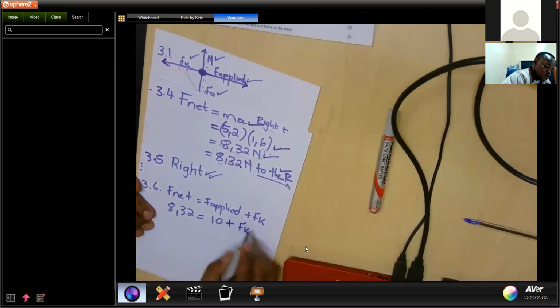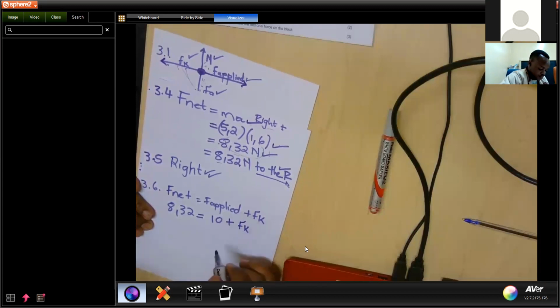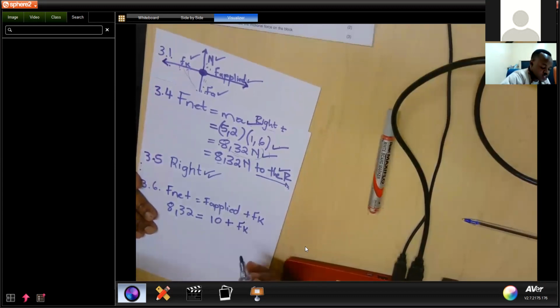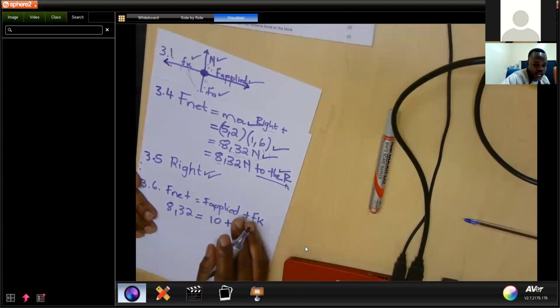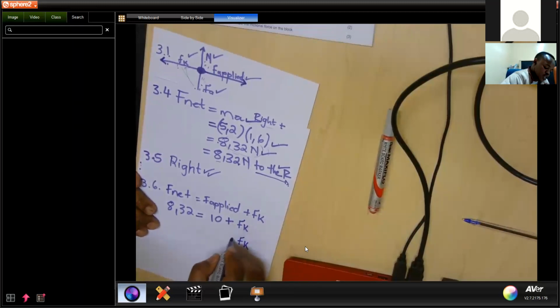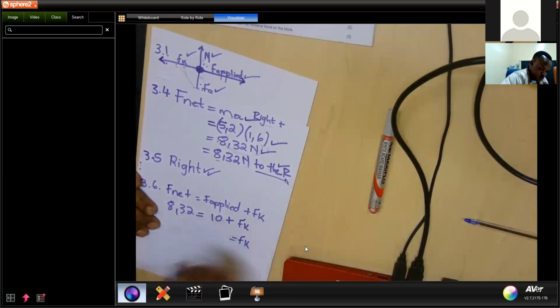Now, remember, I'm solving for this value, and if I'm solving for this value, there is no way that I can give it direction. The direction will work itself out, right? So you don't give Fk direction and say it is negative. Otherwise, you will end up with a value that is positive, and that becomes incorrect. So I try and solve for Fk. To do that, it will be equal to, I transpose the 10 to the left, so it will be negative. So this will be 8.32 minus 10.